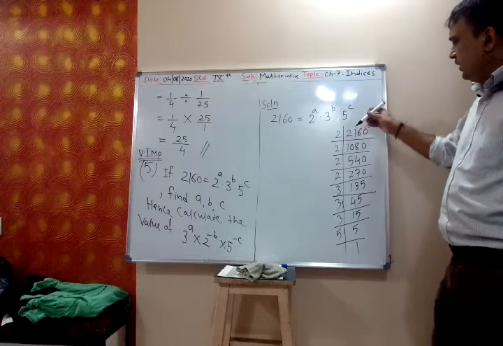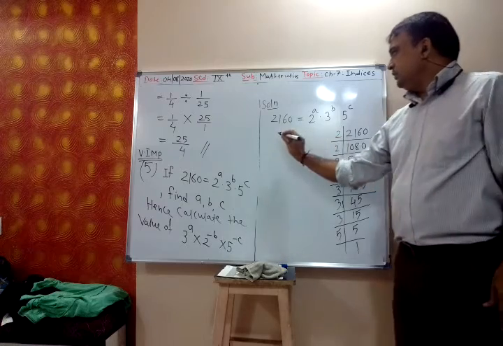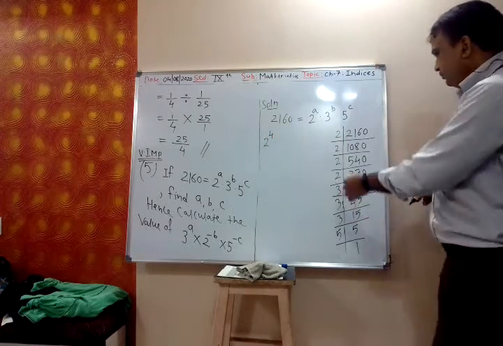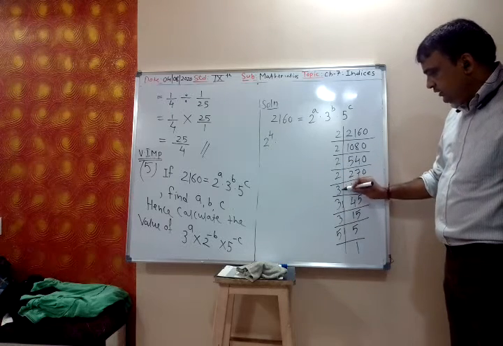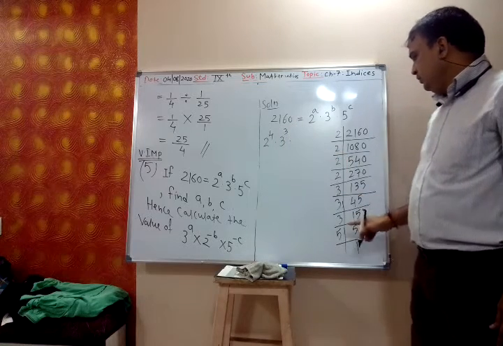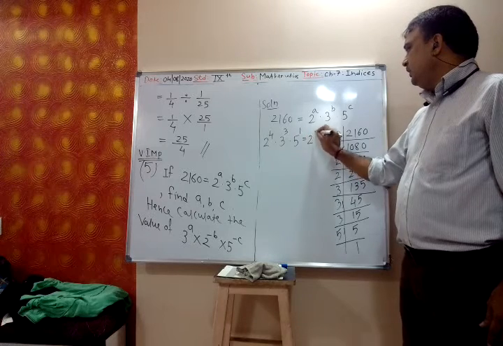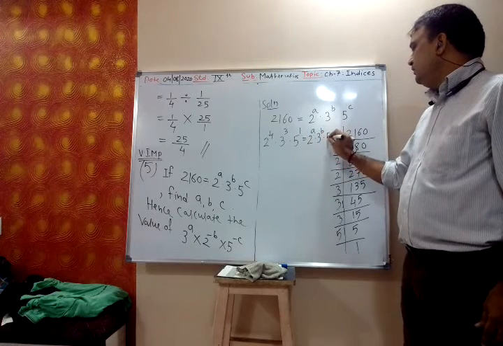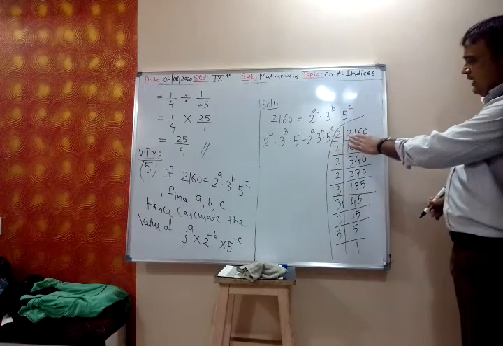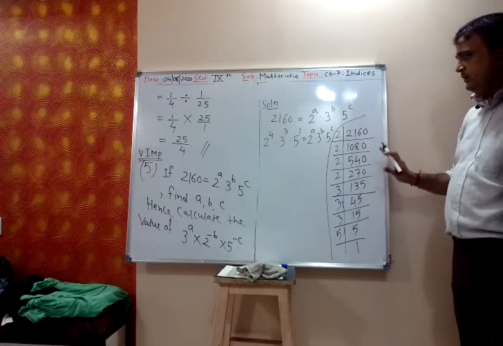So this 2160 I can write as 2 into 2 into 2 into 2. How many times is 2 multiplied? 4. So I can write 2 raised to 4 into 3 is multiplied how many times? 3 into 3 into 3, 3 times. 3 raised to 3 into 5 how many times? 1 time. 5 raised to 1 is equal to 2 raised to a into 3 raised to b into 5 raised to c. Are you getting? So this calculation of 2160 you have to show in the exam. Remember.